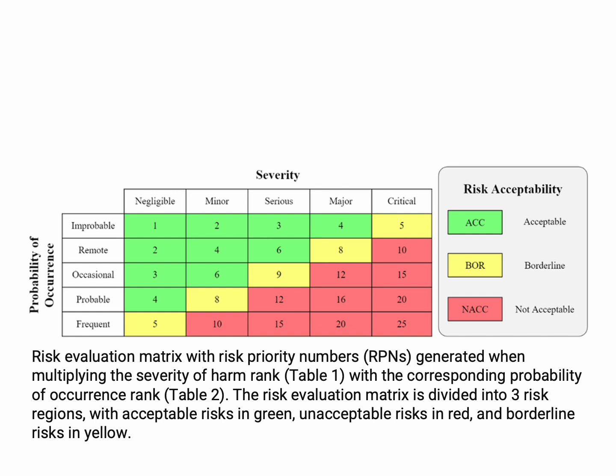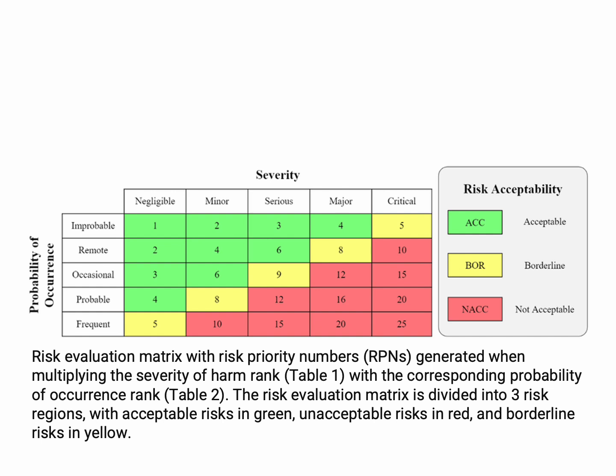Now, if we are looking into the risk evaluations, this is very, again, suggestive. That's because we cannot always find exactly the same terminologies for the risks related to the use of a drug or a medical device. Now here what you see is a risk evaluation matrix with risk priority numbers or RPNs generated when multiplying the severity of harm risks.